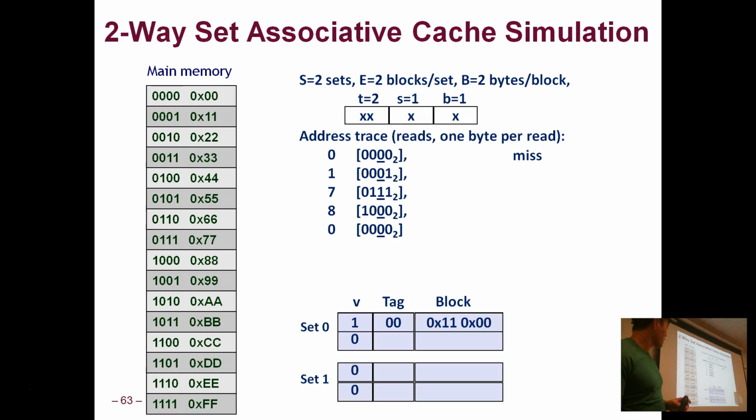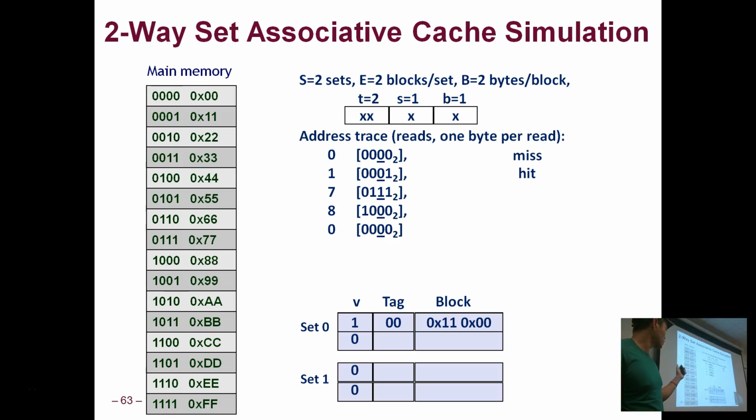When you go and access 0001, you can compare this. You go to the set 0. You look for the tag 00. It matches. Then you can go to the block offset of 1, and you can hit with hex 11 being returned.